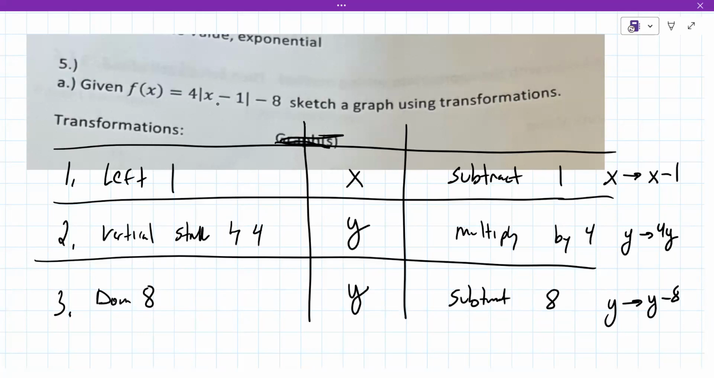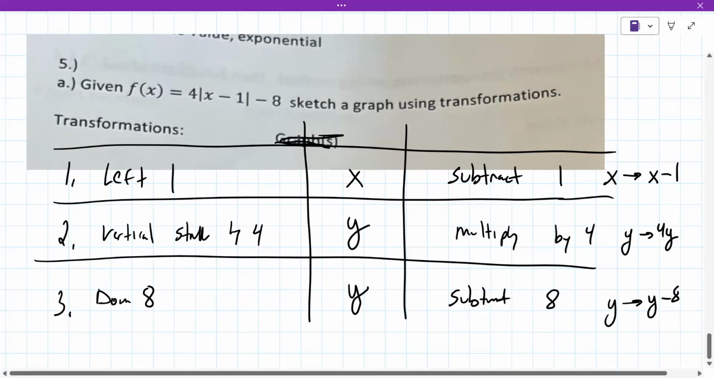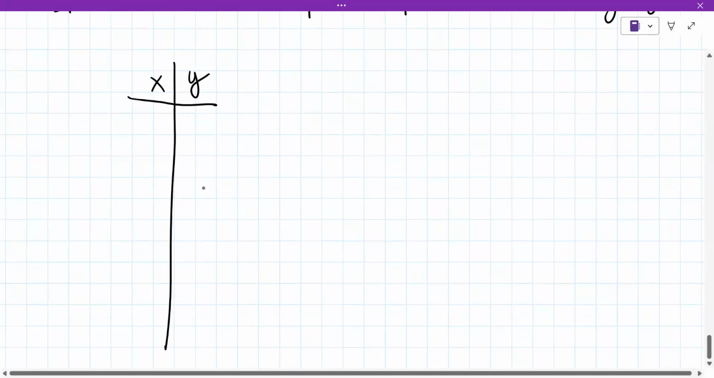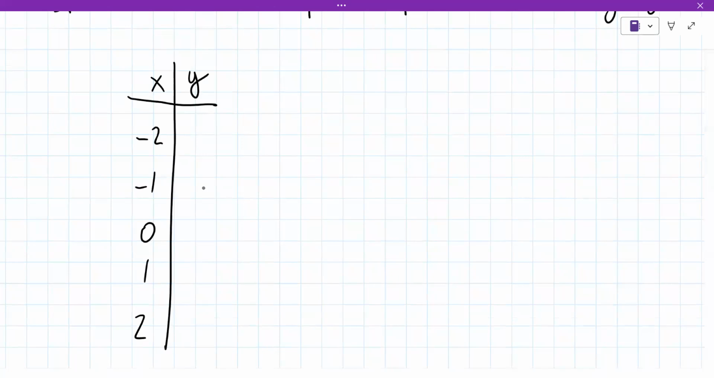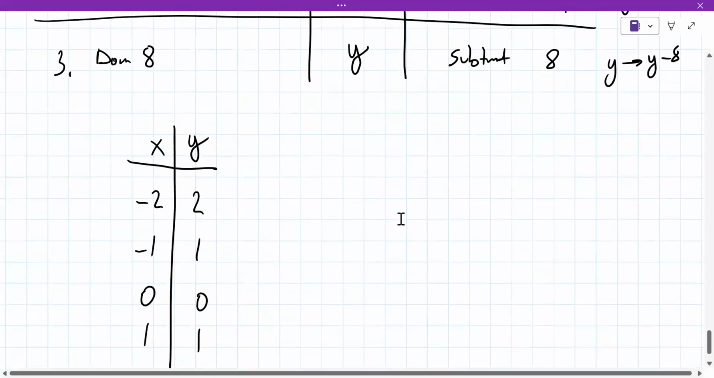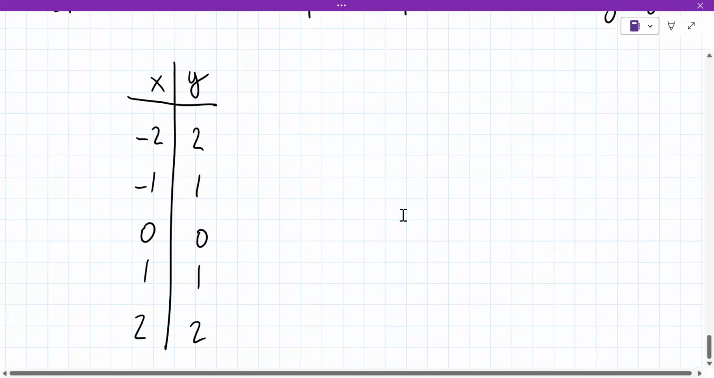Okay, so we're going to make a table. And this is simple enough that we can do the entire table in one step. So the parent function, we don't have to, but the parent function is -2, -1, 0, 1, and 2. 2, 1, 0, 1, 2. Right. So we can either do this all in one step or do them in 3 steps. What would you prefer? What makes the most sense to you? All in one time. Okay. Yeah.